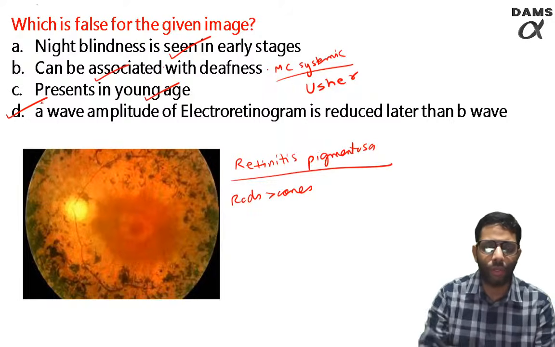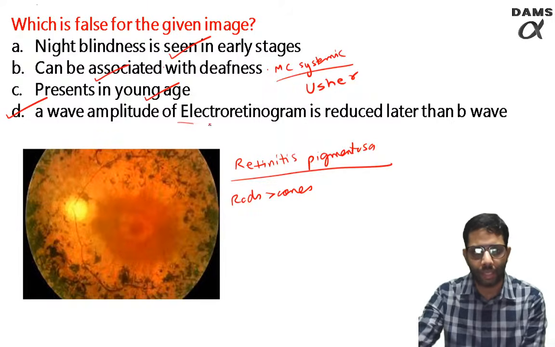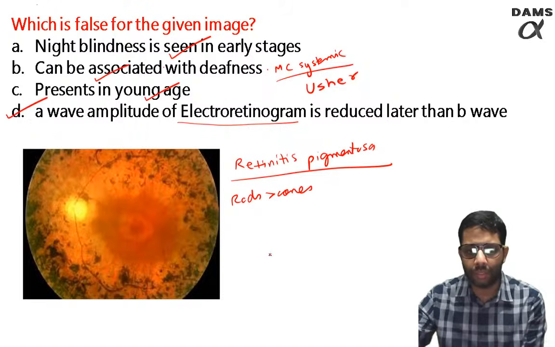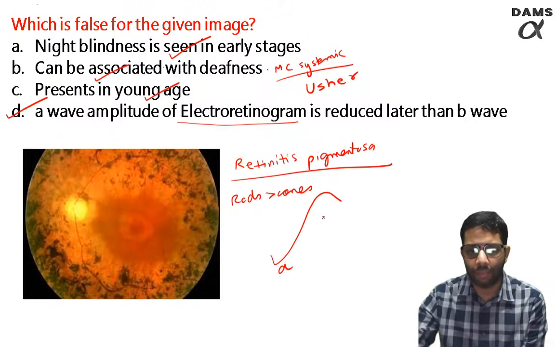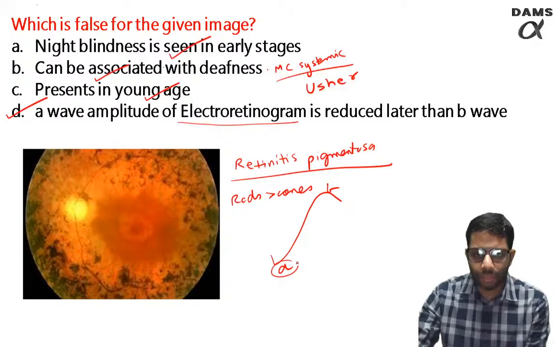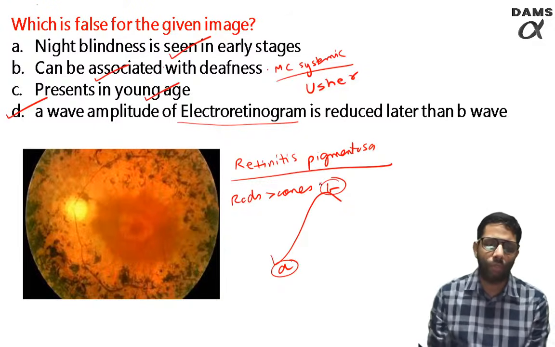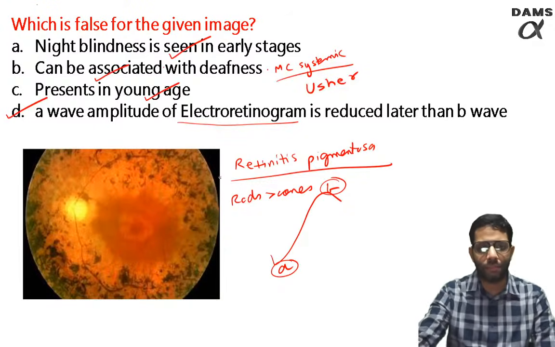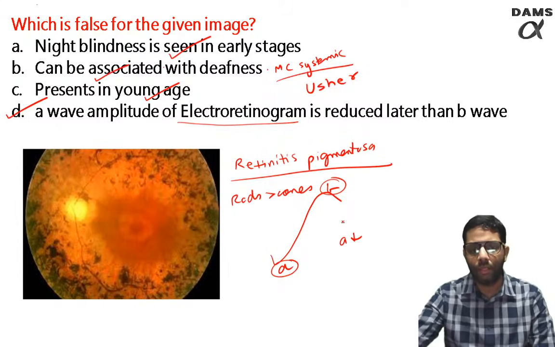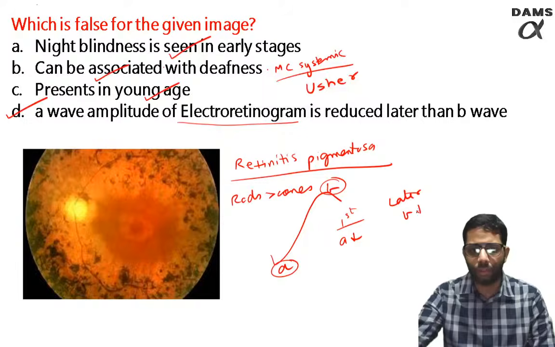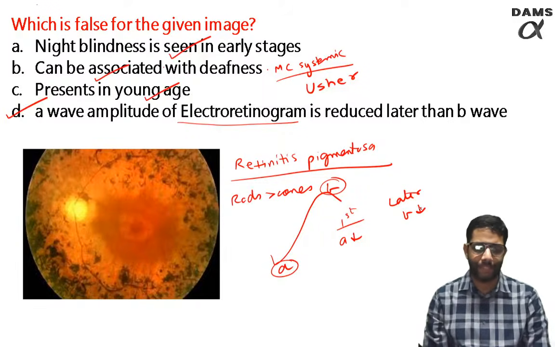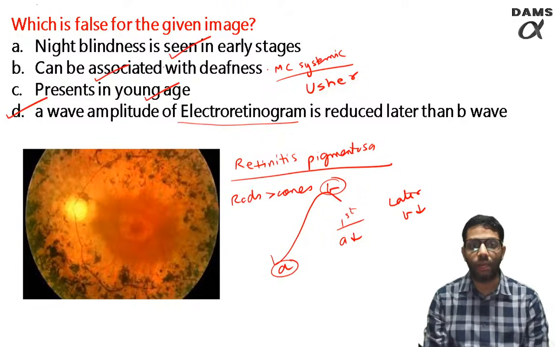So D is wrong because the investigation of choice is ERG, yes, but in ERG what happens? There is a wave like this, A wave and B wave. A represents rods and cones and B represents bipolar and Müller cells. So the A wave is the first wave to reduce in retinitis pigmentosa. The first wave reduces, the A wave. Later on the B wave can also decrease. And that is the investigation of choice, ERG.